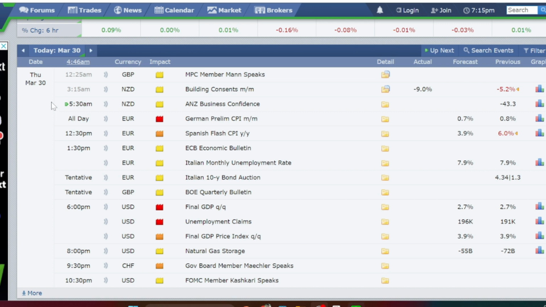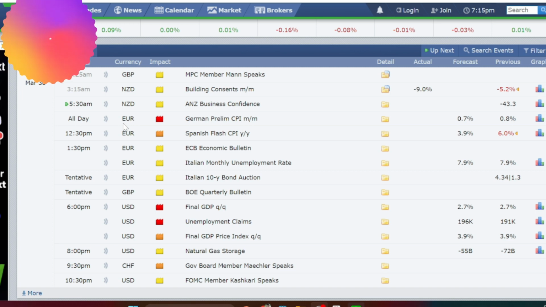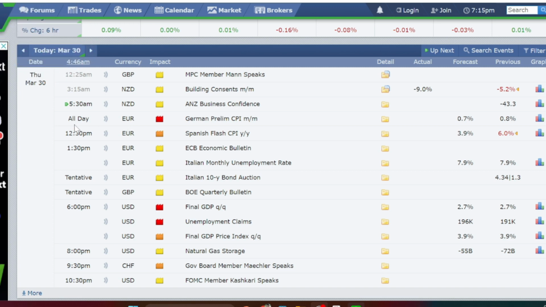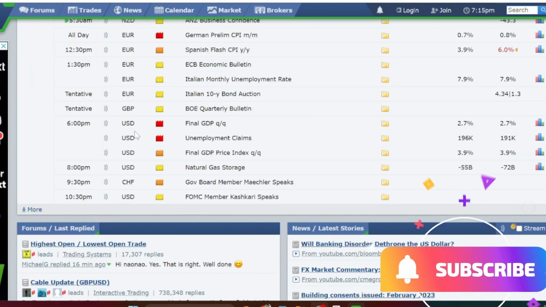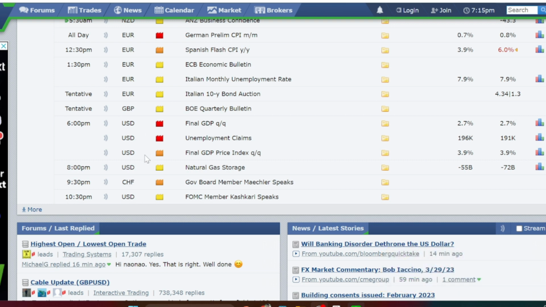So when we look at the events plan for today, today is Thursday, March 30. We have a high impact news for euro related currency pairs all day today, and medium impact news at 12:30 p.m. today, and at 6 p.m. we have high impact news planned for US dollar related currency pairs, followed by a medium impact news, and at 9:30 p.m. we have medium impact news planned for Swiss franc related currency pairs.